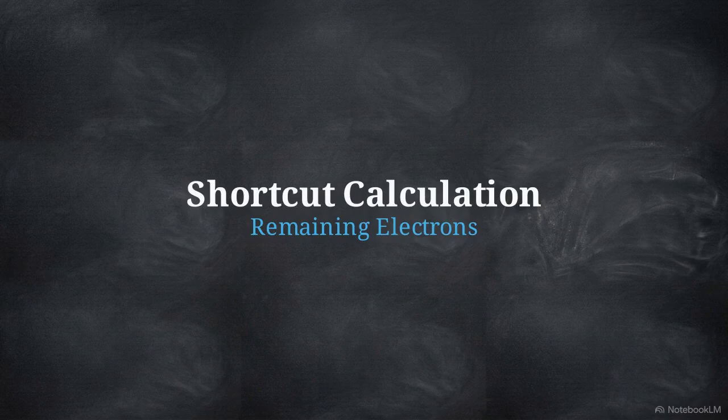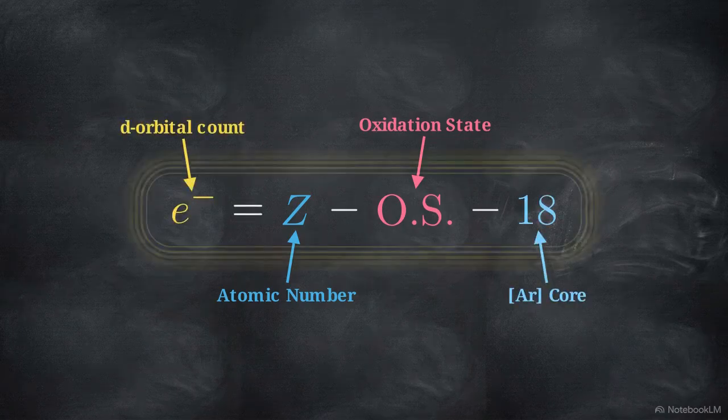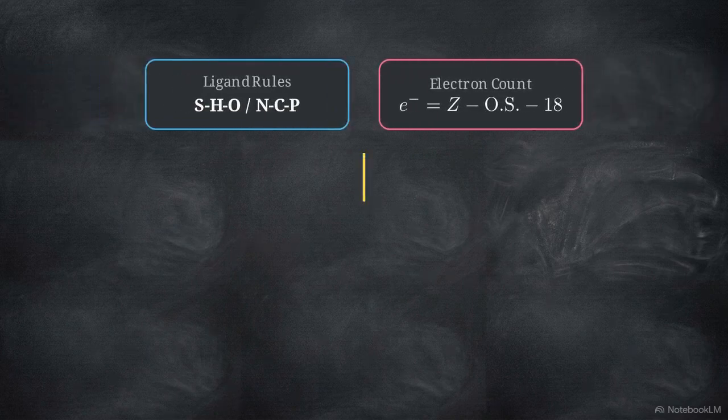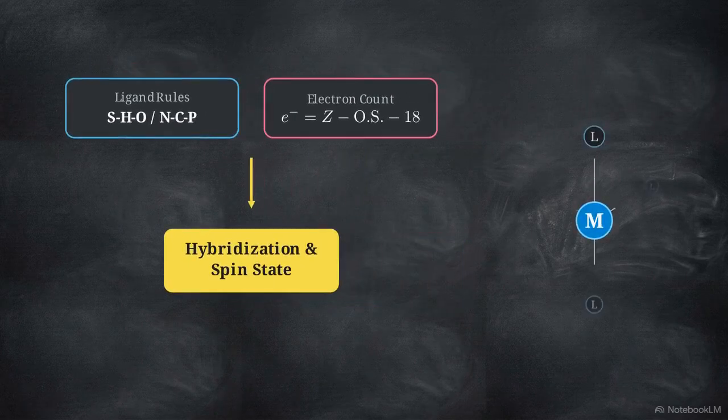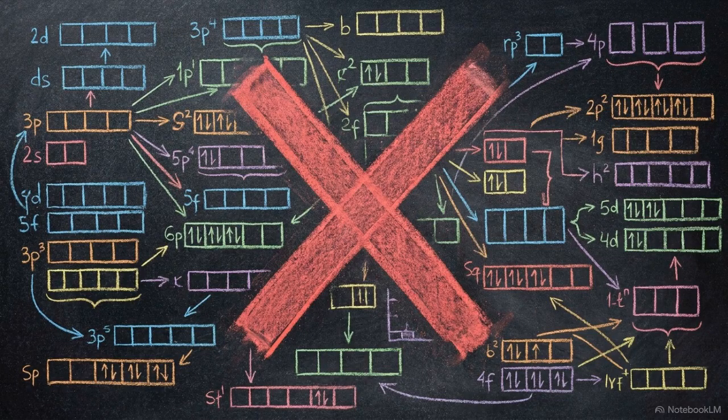Next, find the metal's remaining electrons using a single calculation. Take the atomic number, subtract the oxidation state, and subtract 18. This gives you the count for your d orbital immediately. Combining these donor rules with the formula allows you to determine the hybridization and spin state for standard coordination complexes without drawing every subshell from scratch.